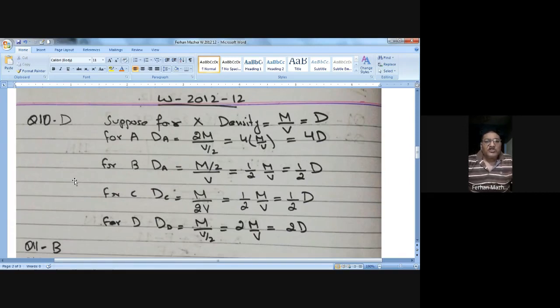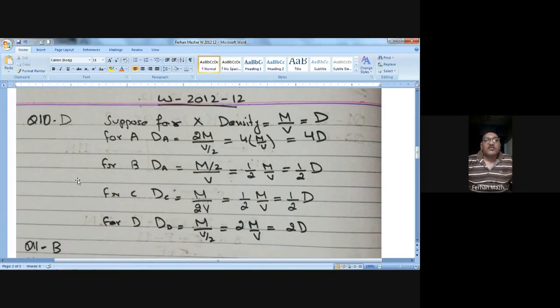Let's do the calculation for metal B. Its mass is half the mass of X. Its volume is the same as the volume of X. So put these values in the formula for density: M by 2 divided by V. So its density is 1 by 2 M by V, so 1 by 2 D. So its density is half the density of X.